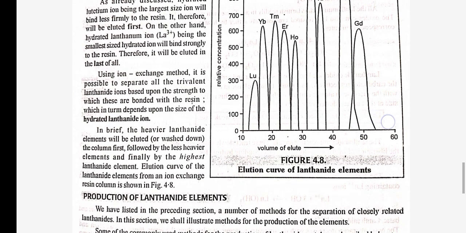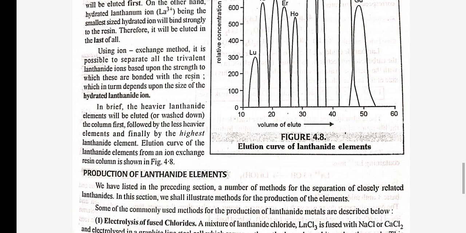Using ion exchange methods, it is possible to separate all the trivalent lanthanide ions based upon the strength with which these are bonded with the resin, which in turn depends upon the size of the hydrated lanthanide ion. In brief, the heavier lanthanide elements will be eluted or washed down the column first, followed by the lighter elements, and finally by the lightest lanthanide elements. Elution curve of the lanthanide elements from an ion exchange resin column.